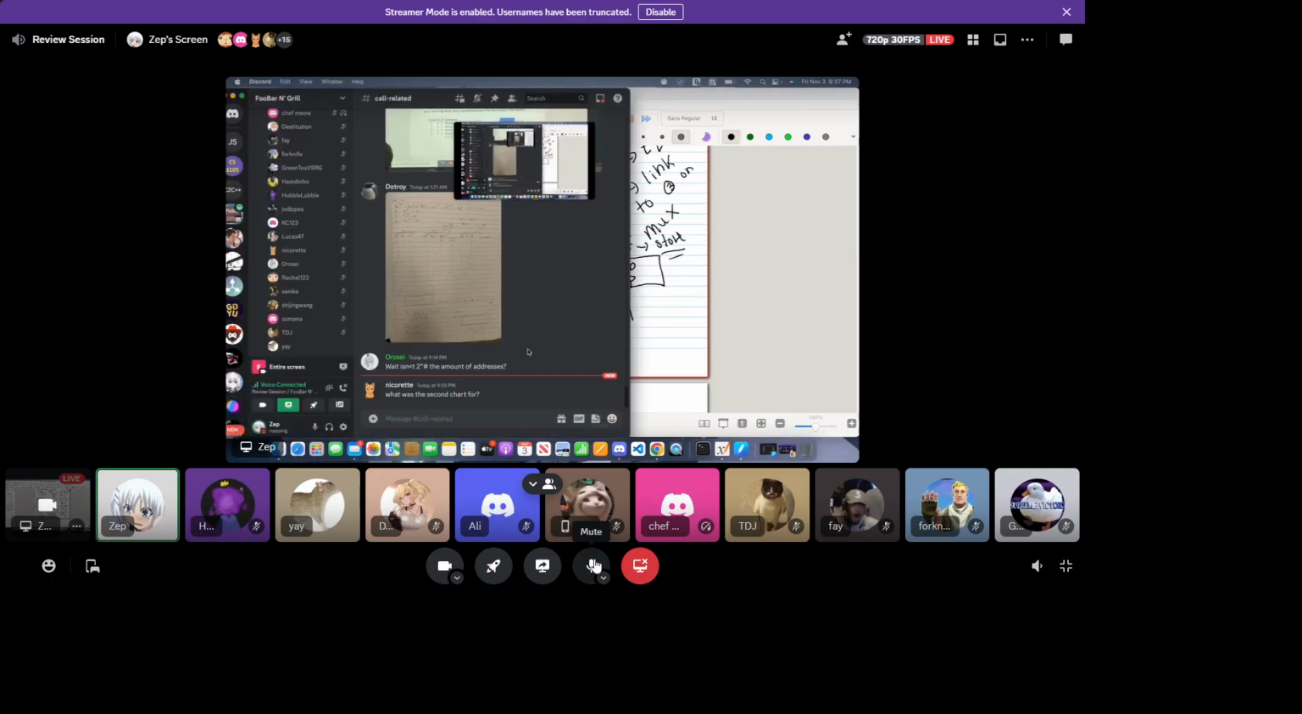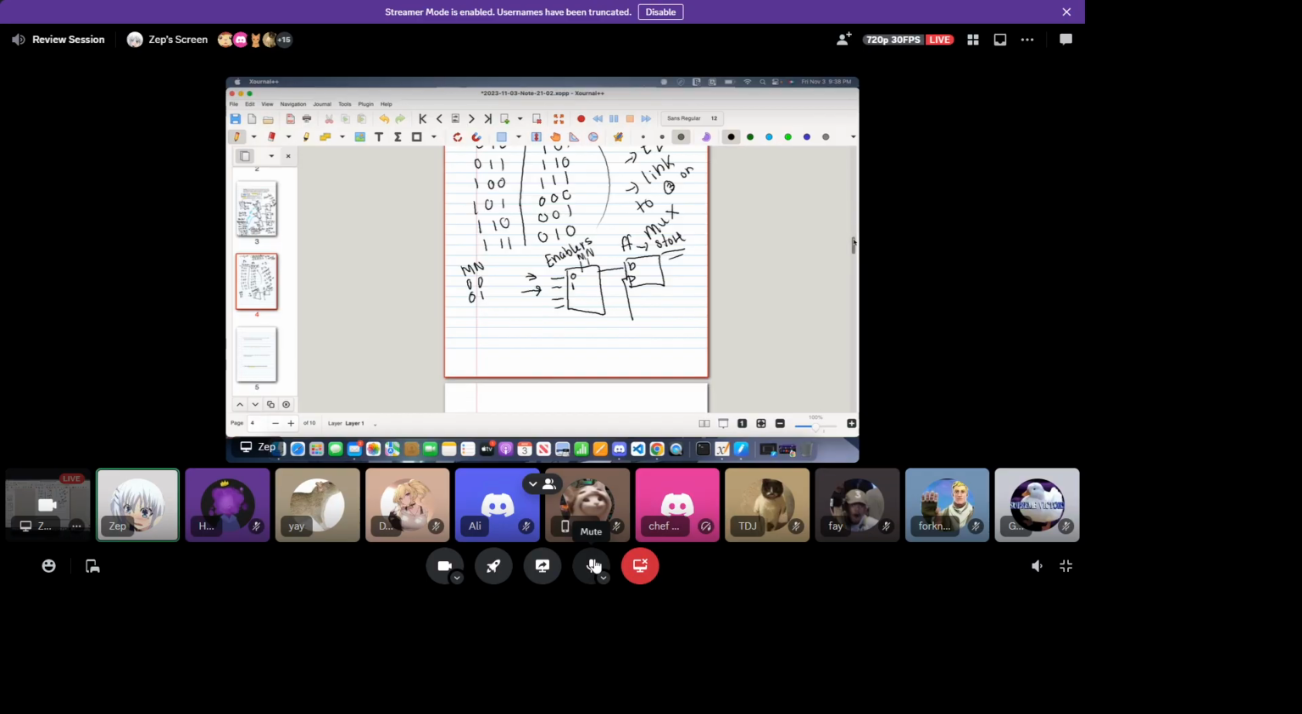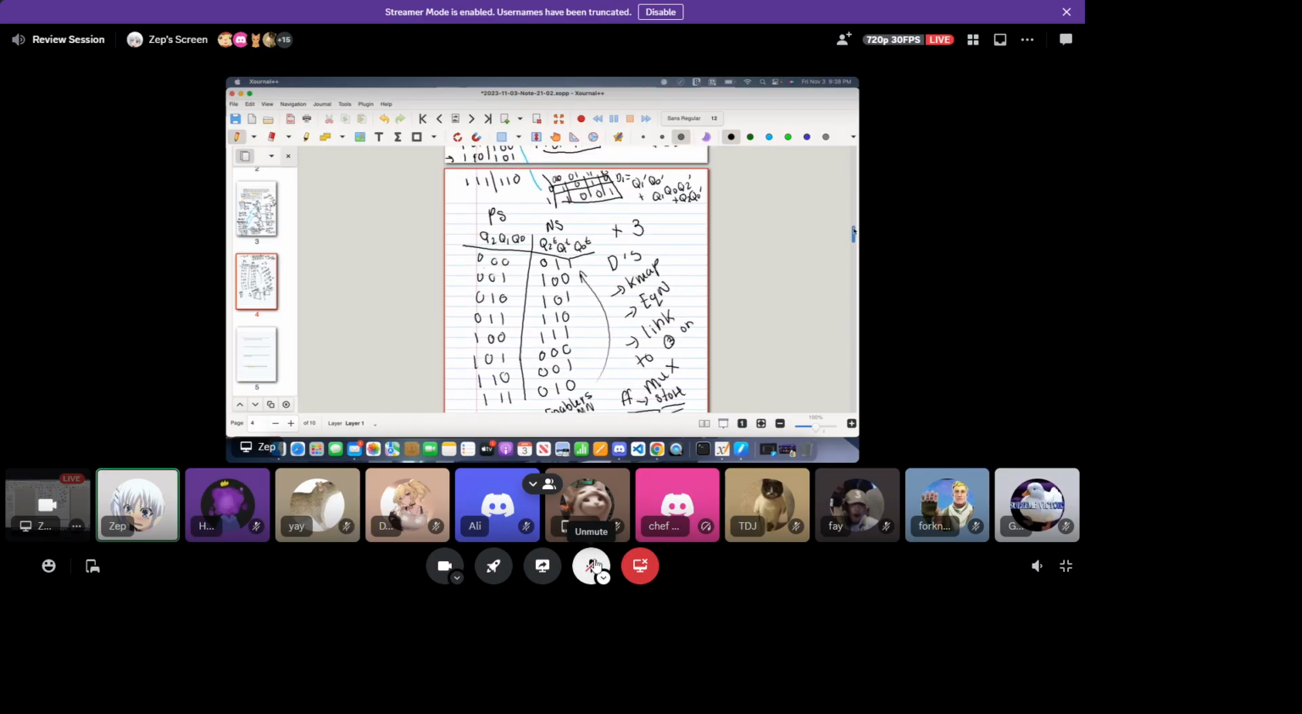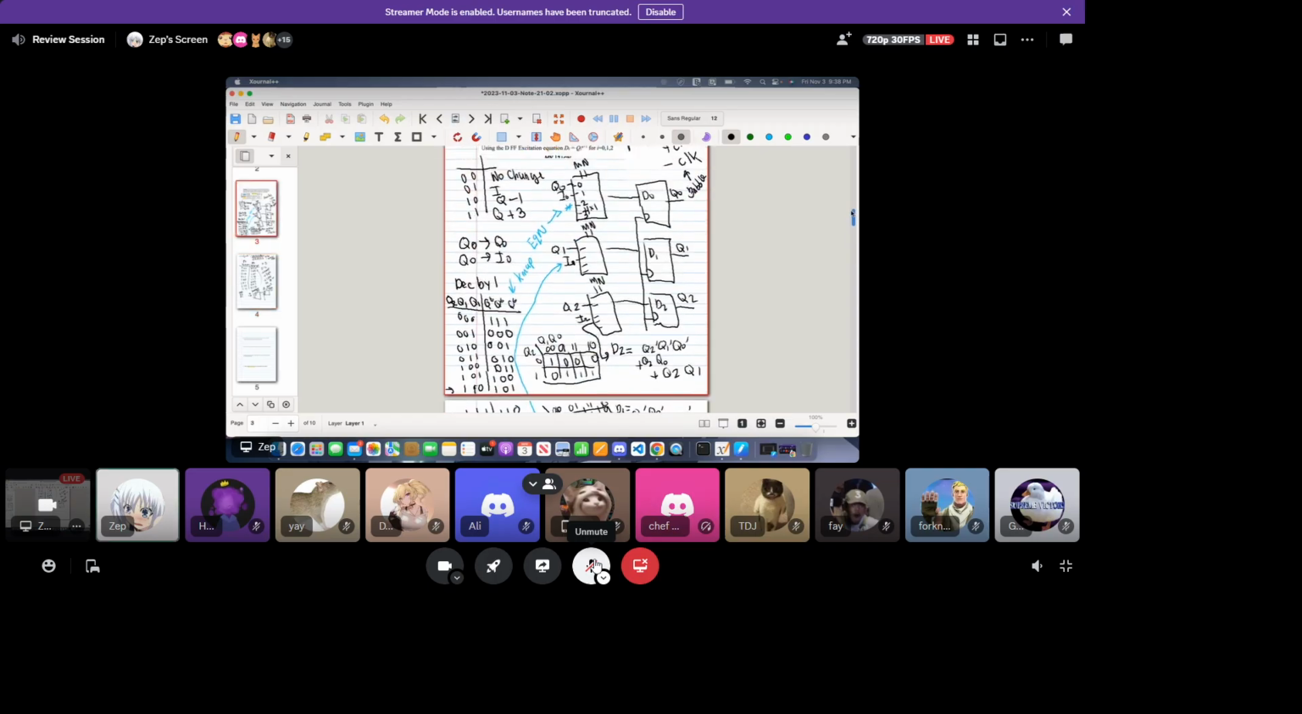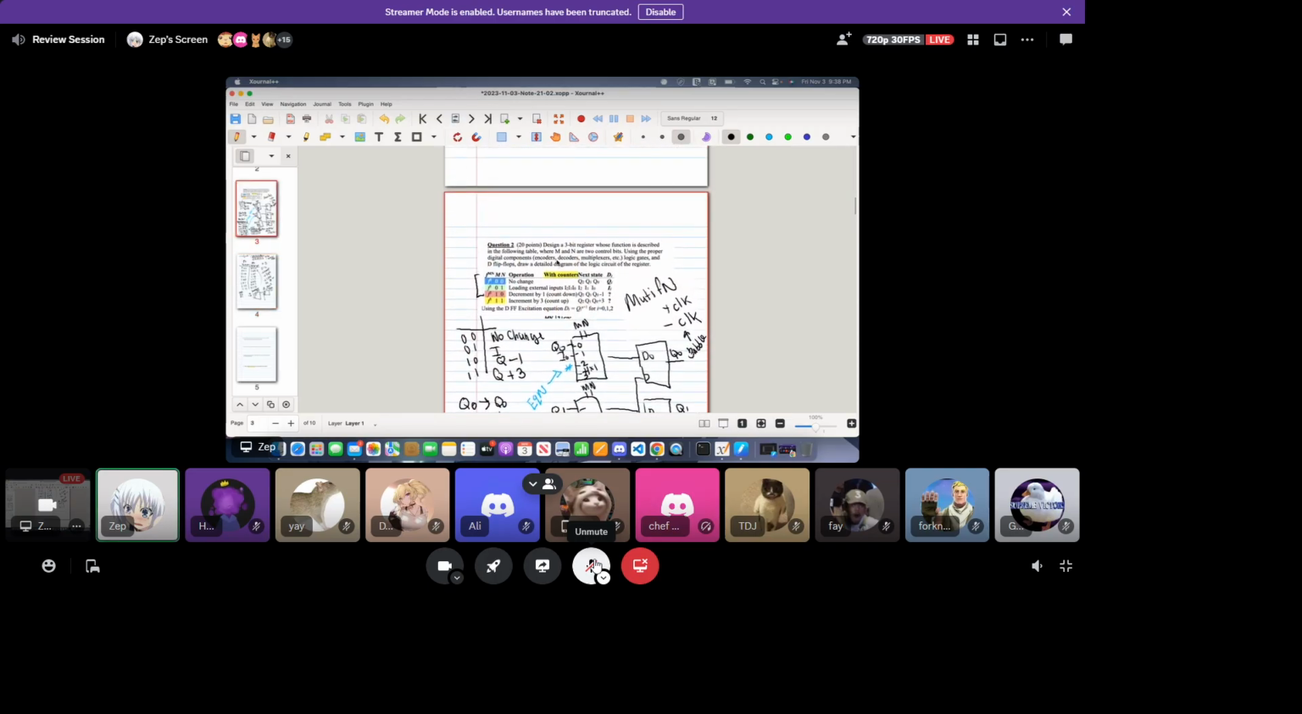Okay, I know somebody was typing in the chat. What was the second chart for? Perfect. The second chart was for the increment by 3. In the question, they asked us to decrement by 1, that means count down by 1, and they also asked us to count up by 3. So where is my thing? Right there. Decrement by 1, increment by 3.